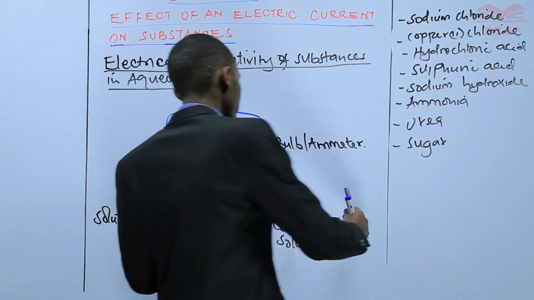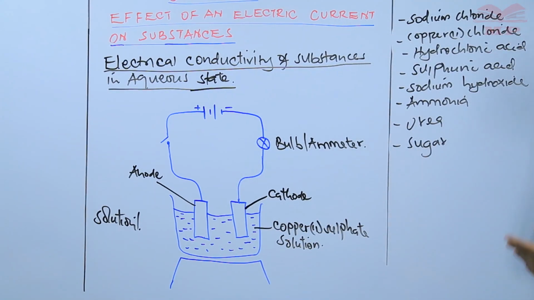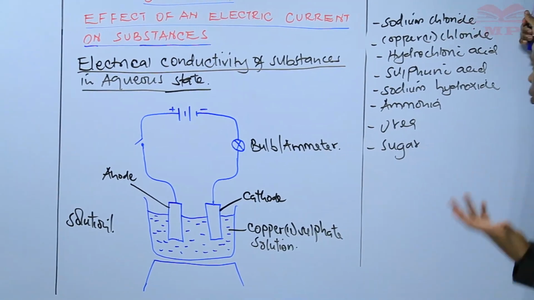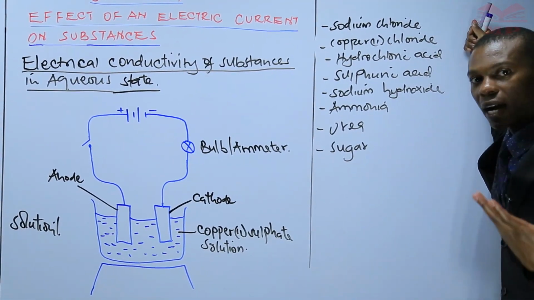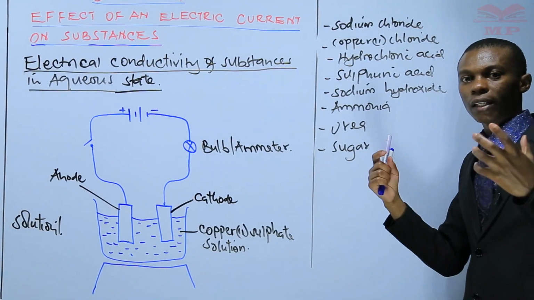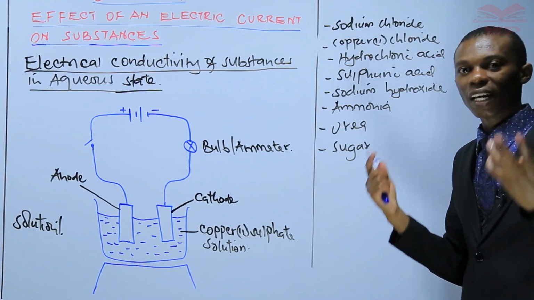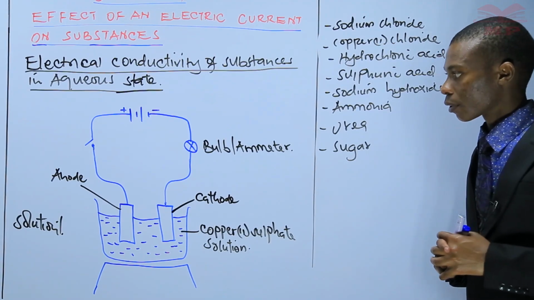Therefore, in this case, we have copper 2 sulfate, sodium chloride, copper 2 chloride, hydrochloric acid, sulfuric acid, sodium hydroxide, ammonia, urea, and sugar. Those can also be tested to see whether they conduct electric current.